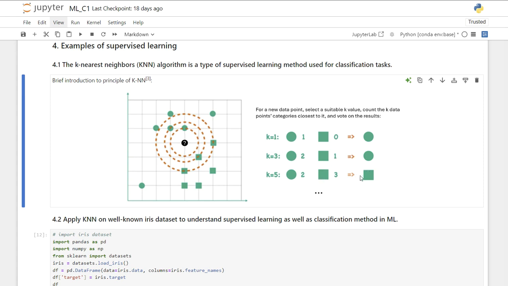You may ask, is it really reasonable? So, in order to remove your concern, I will give you a real world example and apply the KNN algorithm on that. Let's see.